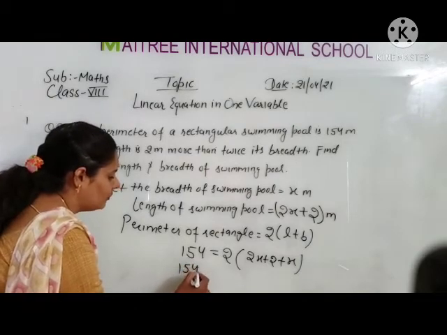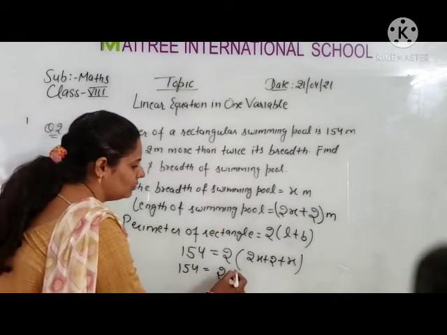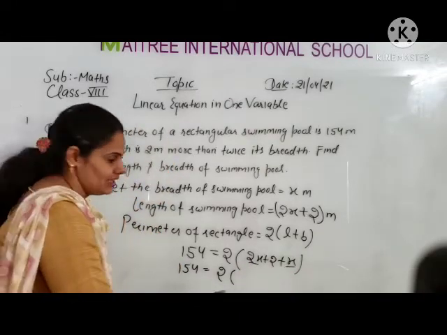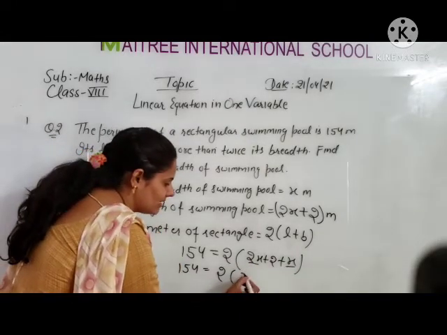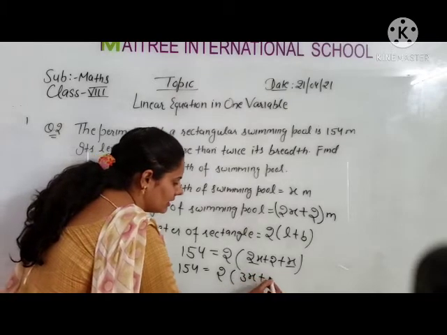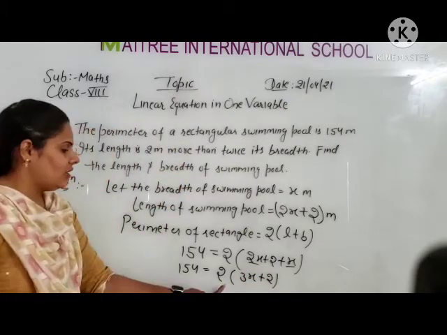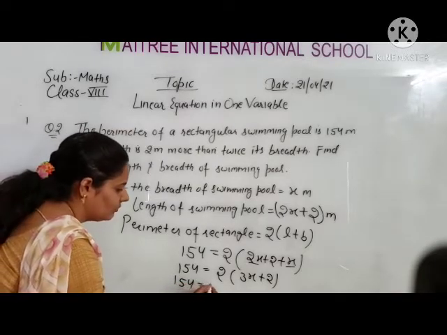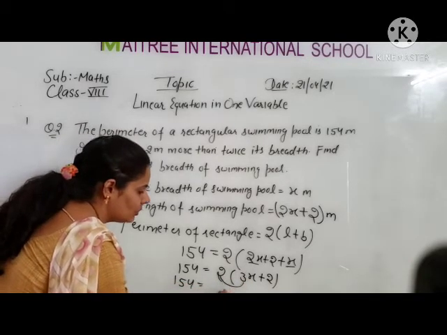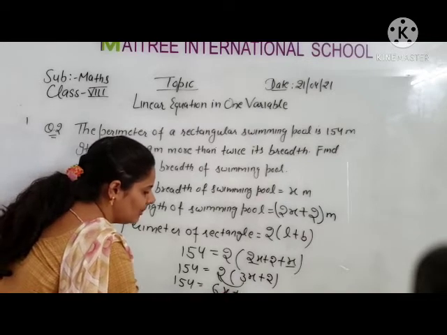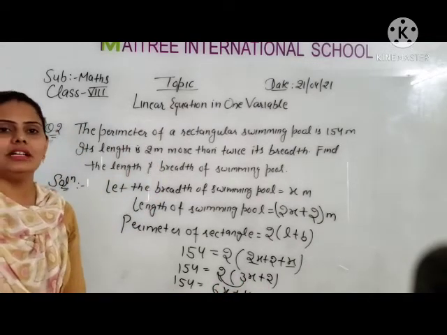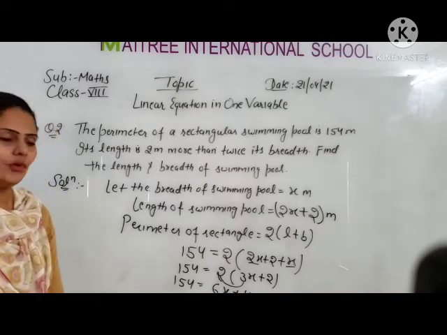So 154 will be equal to 2 into 2x plus x. Both are x variables, so you can add: 2x plus x you will get 3x, plus 2. Clear? Now outside, 2 is given, so inside the bracket you will multiply by both the numbers. 2 into 3x is 6x, plus 2 into 2 will be 4. So 154 equals 6x plus 4.